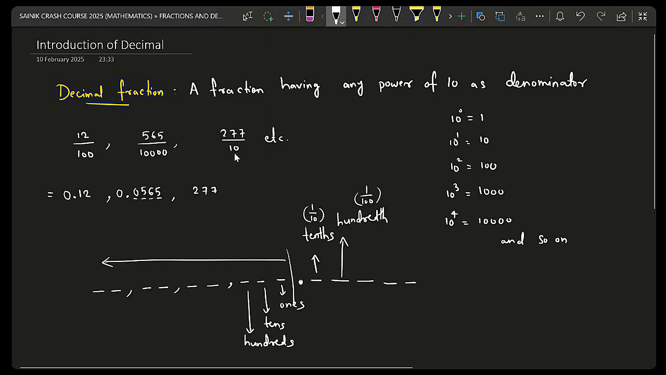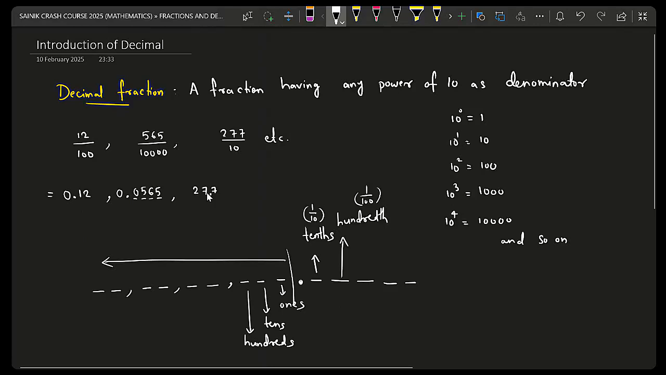And next, 277, you write the numerator as it is. Now we have the denominator 10. So 10 contains 1 zero. Starting from right to left, you introduce one decimal place. That is, after one place, 7. You introduce a decimal here. So it's nothing but 27.7. So this is very simple, converting decimal fractions into decimals.